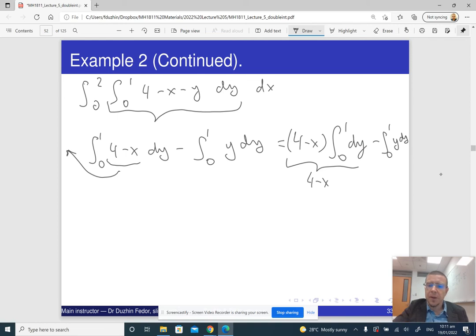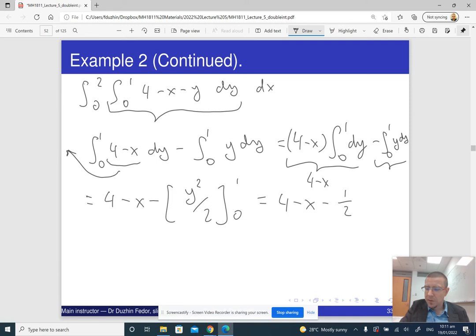Okay, and we need to evaluate this part. So let me rewrite: 4 minus x minus, this is the change of y squared over 2 from 0 to 1, and this is really 4 minus x minus 1 half, which is 3.5 minus x. All right, so this integral is 3.5 minus x. Which means that the whole expression is going to be the integral from 0 to 2 of 3.5 minus x dx.